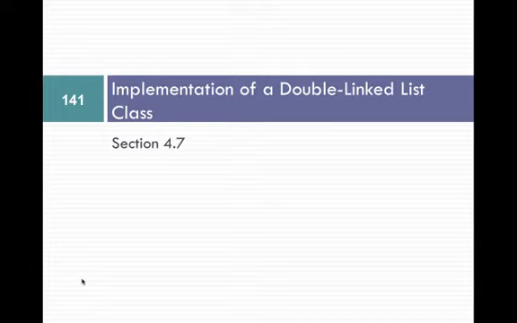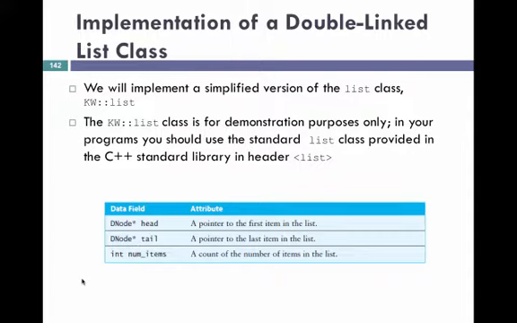This slidecast covers an implementation of a double-linked list class. So we will implement a simplified version of the list class, KW list. This is the textbook's implementation of list, and that list class is for demonstration purposes only. In your programs, you should use the list class provided by the standard library.